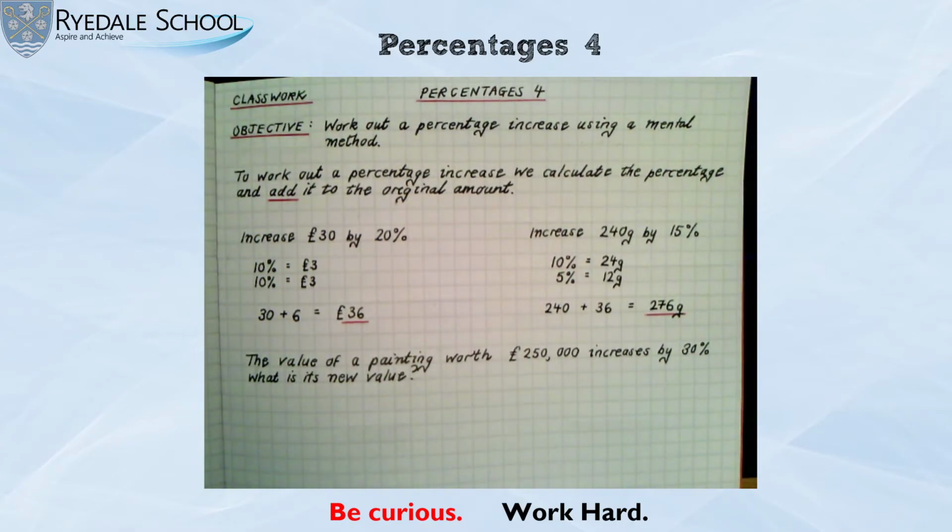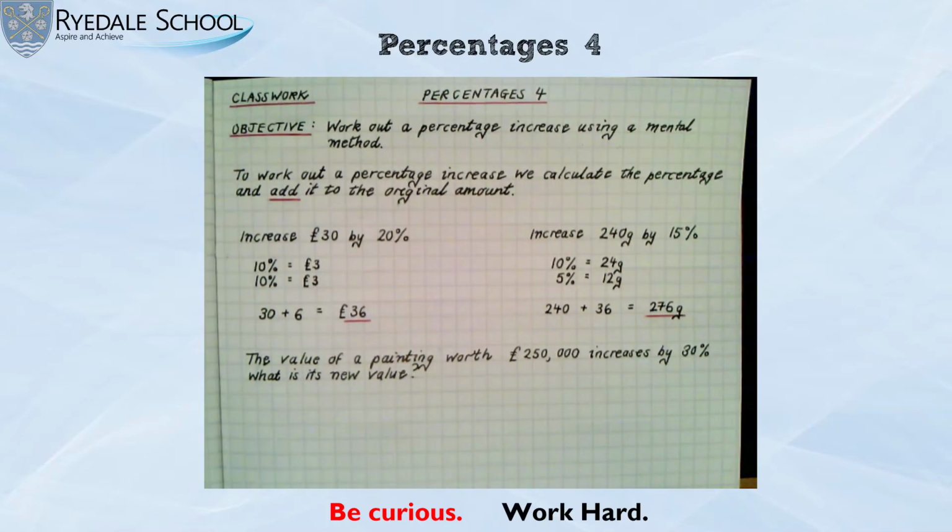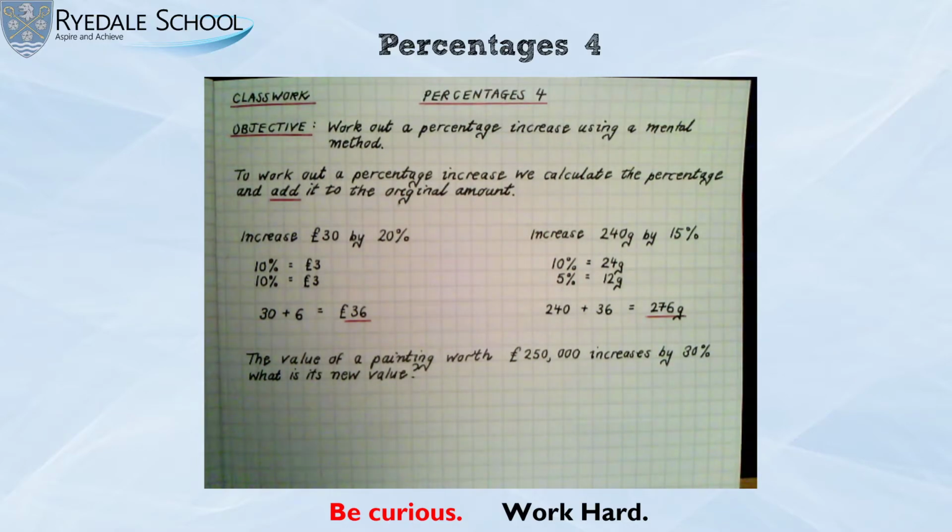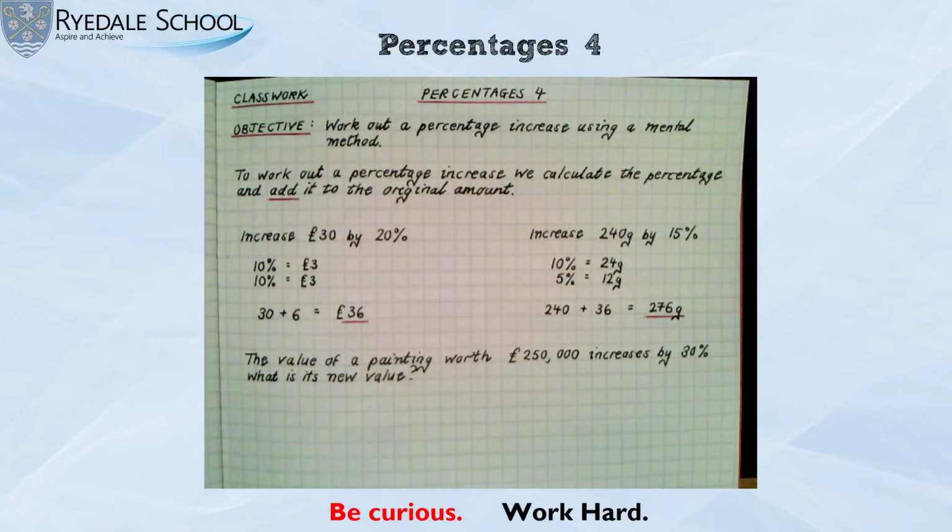Now sometimes you might come across a little bit more of a worded question. So here is an example. The value of a painting worth £250,000 increases by 30%. What is its new value? So slightly bigger numbers, but the maths is exactly the same. I need to work out 30%, and then I will be adding it on because it is an increase.